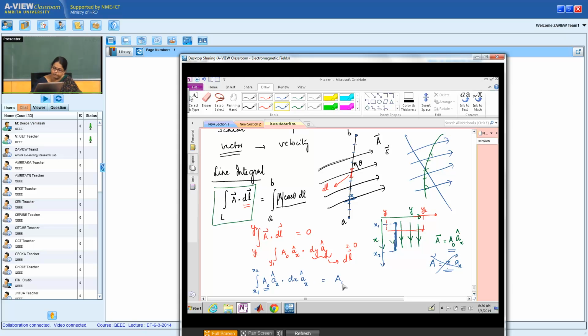I have a uniform field. So this is A naught Ax dot Ax is 1, so it's simply the integral from x1 to x2 of A naught dx, which is A naught times (x2 minus x1). I get a number out of that. But in case the vector field was non-uniform, I have to appropriately integrate. Now similarly you can extend it to any contour.